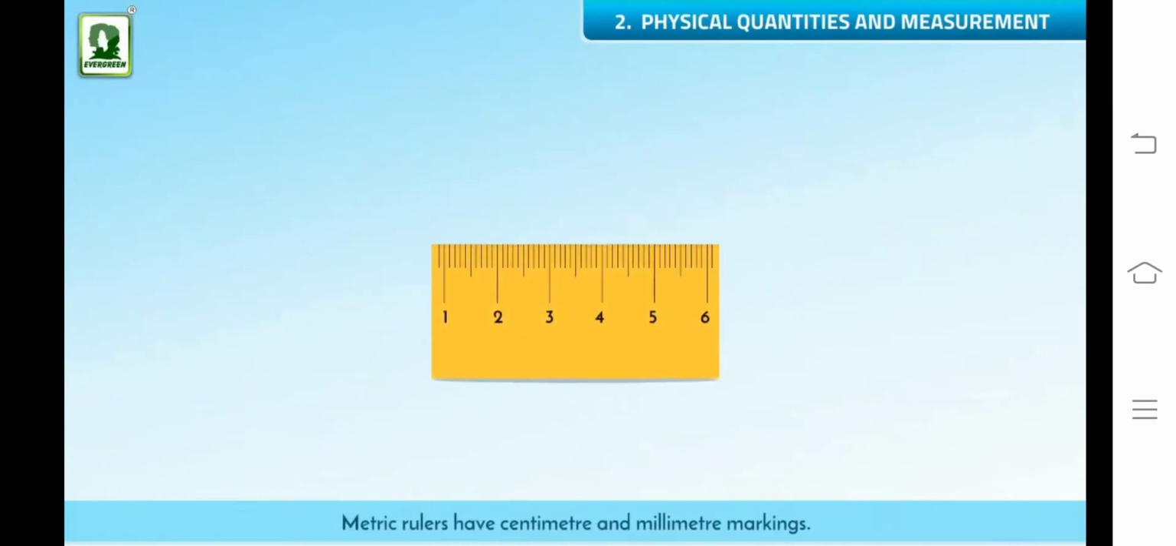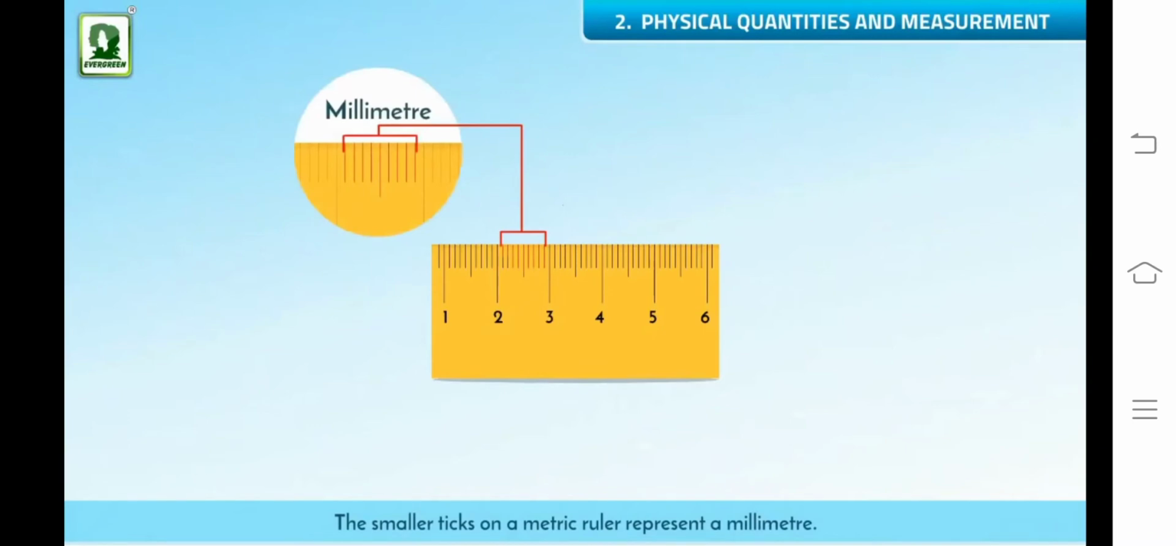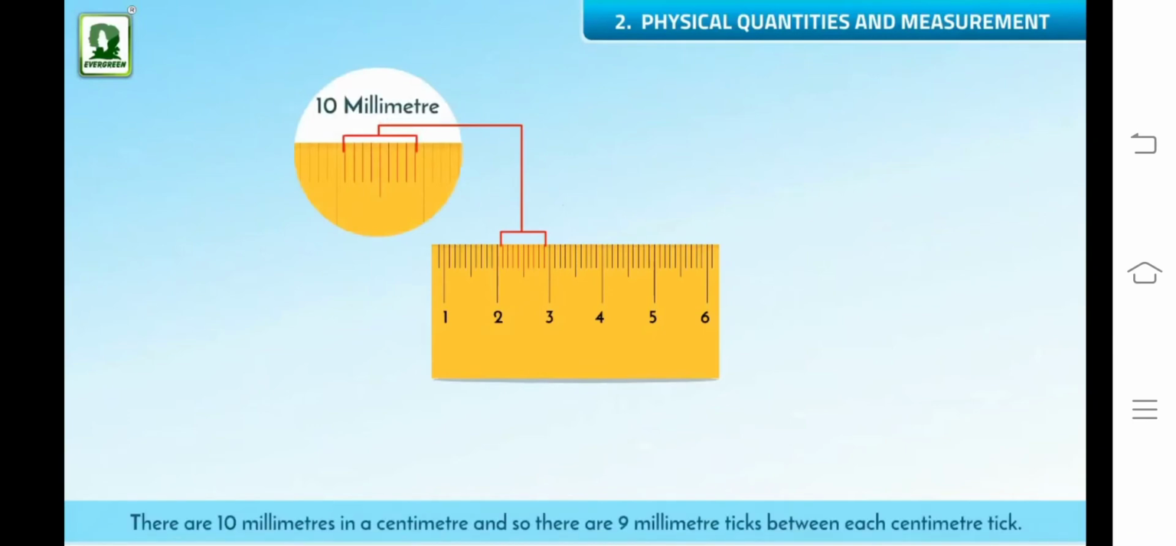Metric rulers have centimeter and millimeter markings. The large markings on a metric ruler represent a centimeter. The small ticks on a metric ruler represent a millimeter. There are 10 millimeters in a centimeter, and so there are 9 millimeter ticks between each centimeter tick.